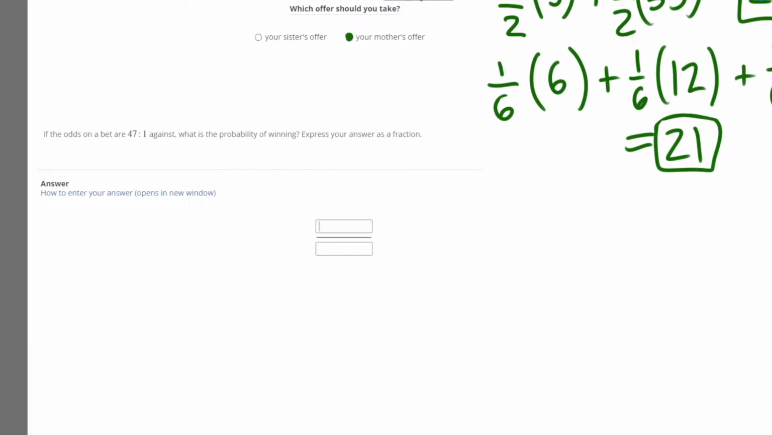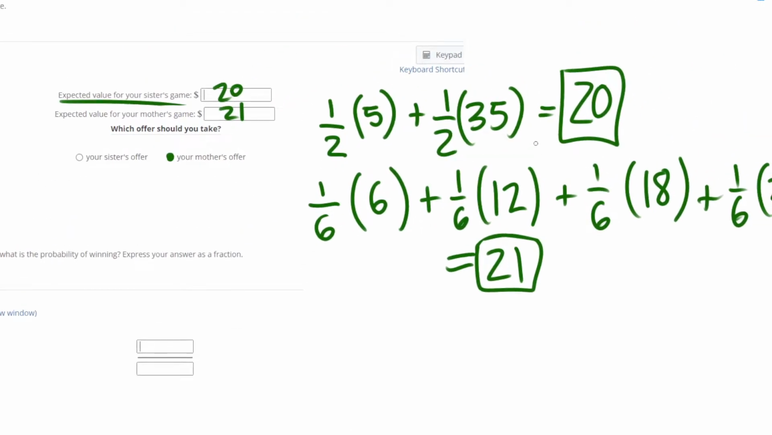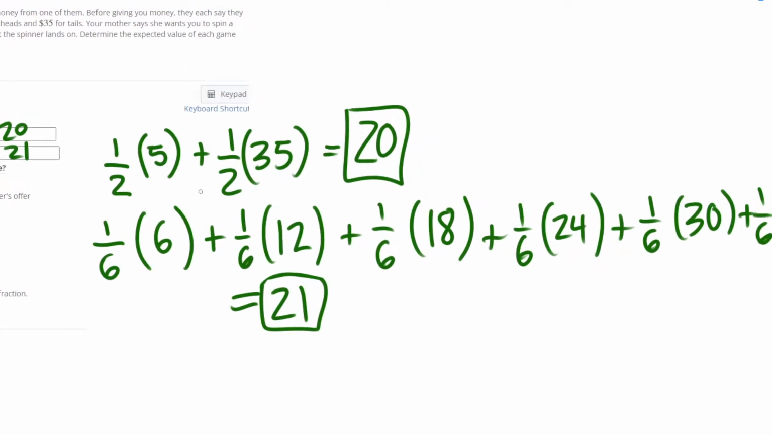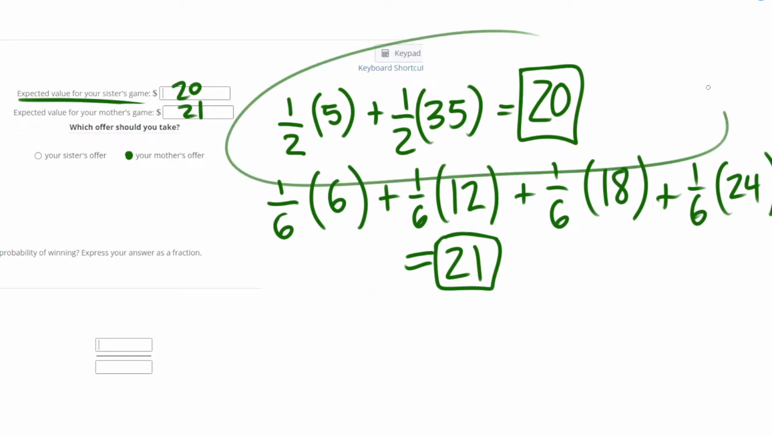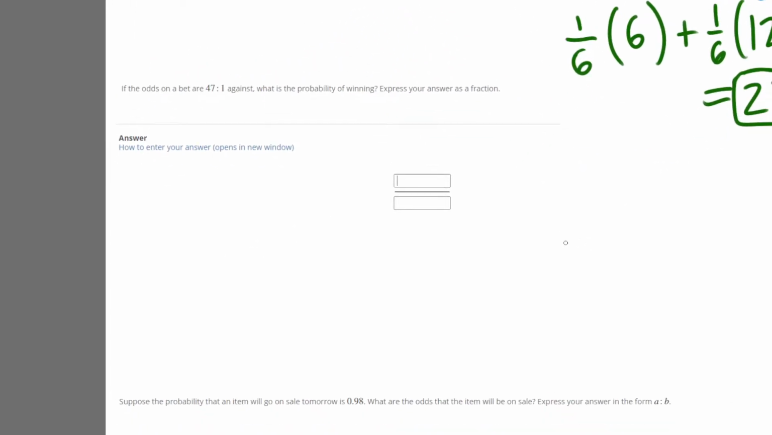It really just depends. And sometimes when you're thinking about it, it may make more sense for you logically to choose your sister's game, because you have a chance of getting a lot of money versus a chance of getting varied money, if that makes sense. So while the expected earnings of your sister's game is about $20 and your mom's game is 21, it still could make more sense for you to choose your sister's. But Hawks wants you to choose the one that is best on paper. It really just depends though.